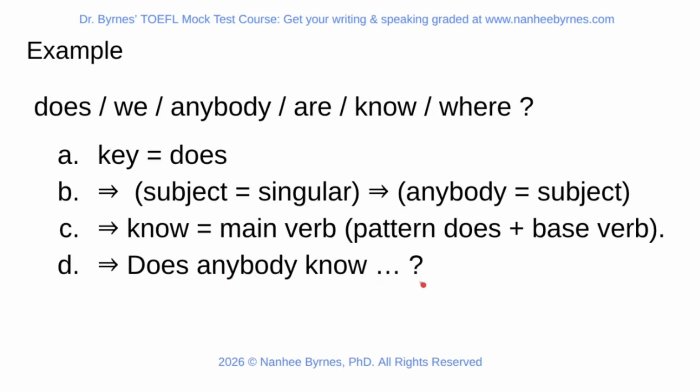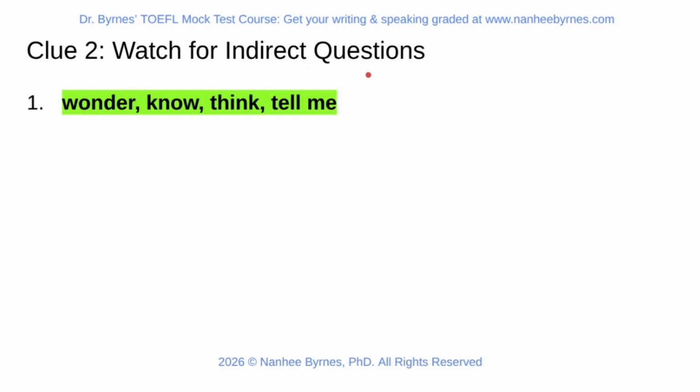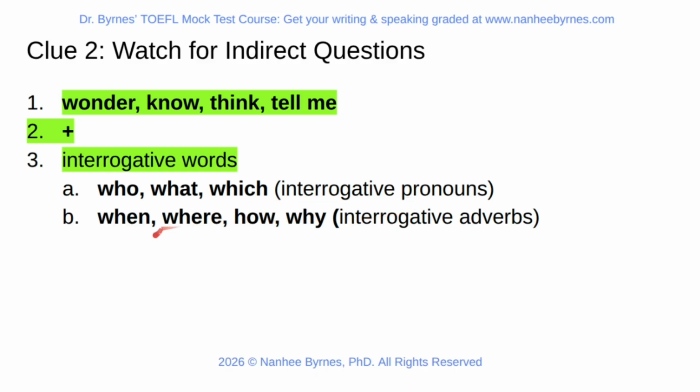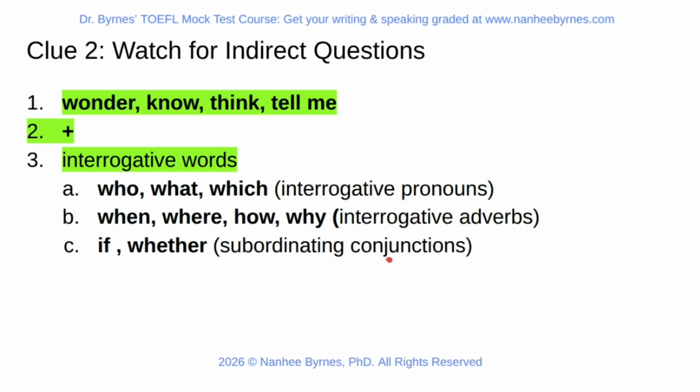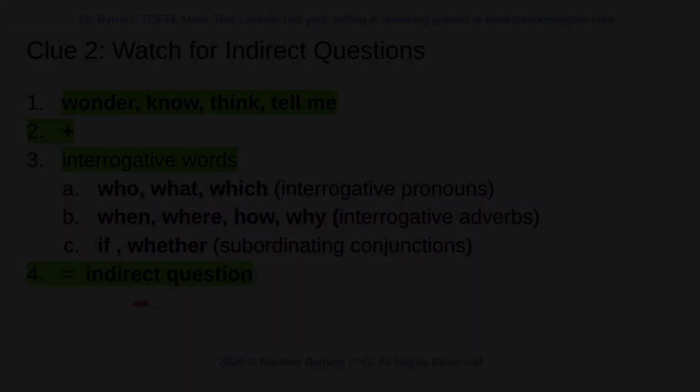Clue 2. Watch for indirect questions. This leads us to the second clue. Words such as wonder, know, think, tell me, and interrogative words like who, what, which, as well as interrogative adverbs like when, where, and how, and conjunctions like if or whether, are signals that an indirect question may appear. Indirect questions are a favorite structure used by TOEFL question writers.